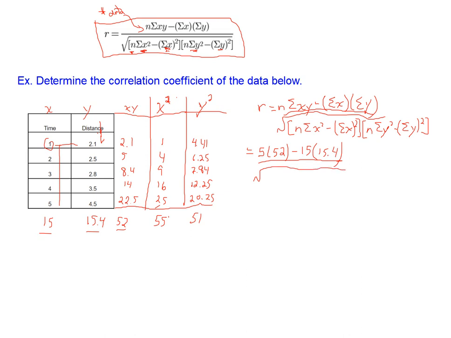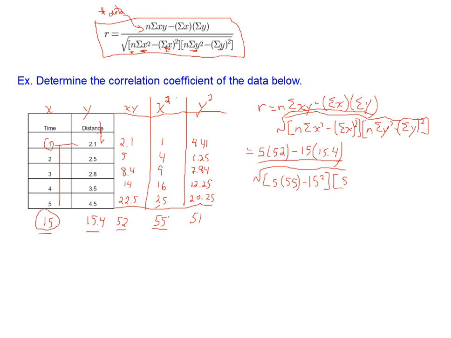Maybe I should extend this one a little bit so we can make sure we see it. Of n is 5. The sum of the x squareds, that's right here, 55. So 5 times 55 minus the sum of the x's squared. So the sum of the x's is 15, and we're going to square that. That finishes off that set of brackets, and then we'll continue on here with the second set.